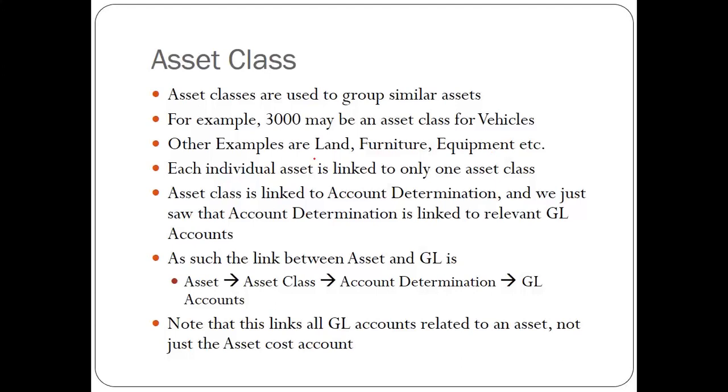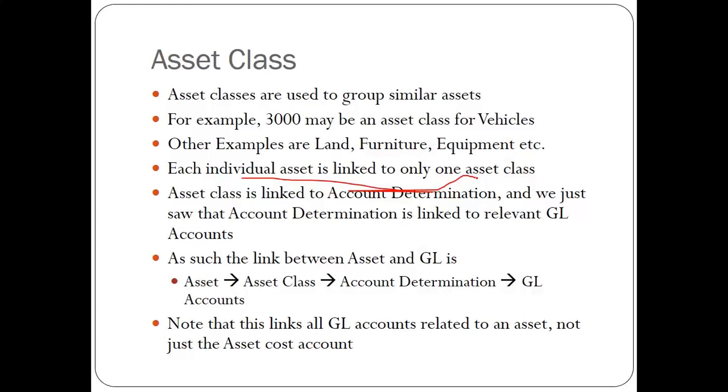So we can create two different classes for vehicles if we want. And as we discussed, each individual asset is linked to only one asset class. No single asset can be linked to two different asset classes. If there is an asset which has to be linked to two different asset classes, then you have to break it down into two different assets. For example, sometimes there is a machinery which has a component of an equipment. Then you break down the machinery into two parts if you want to treat those separately. So the equipment is linked to the equipment asset class, and the machinery part is linked to the plant and machinery asset class.